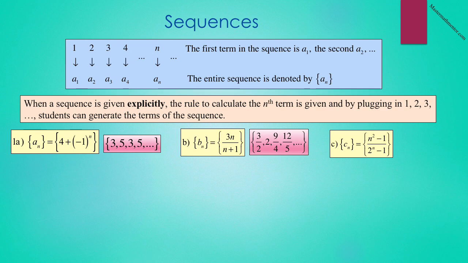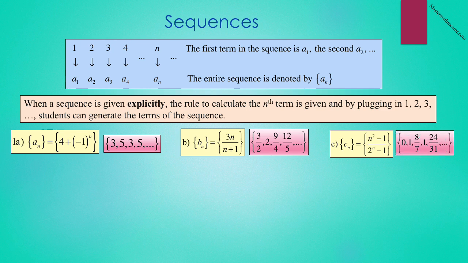In B, b sub n equals 3n over n plus 1. When n is 1, we have 3 over 1 plus 1, which is 3 halves. When n is 2, we have 6 over 3, which is 2. When n is 3, we have 9 over 4. The next term is 12/5, and we continue on.